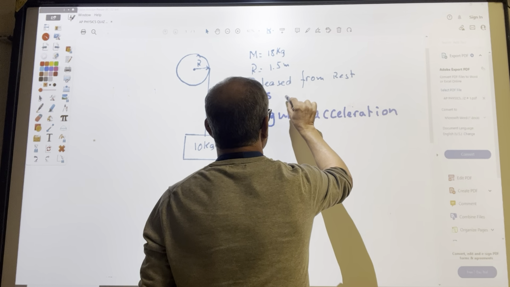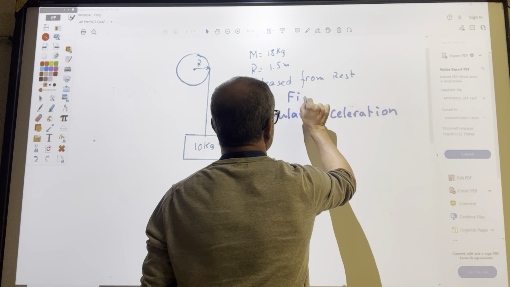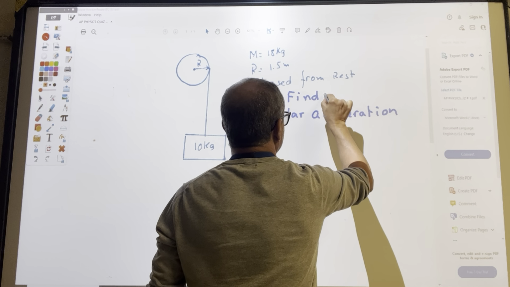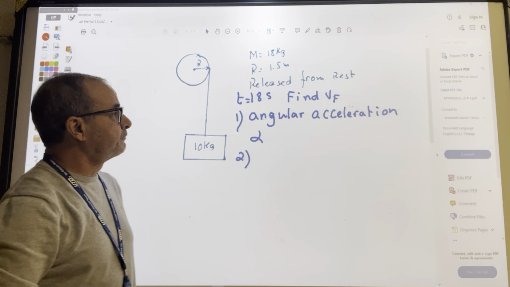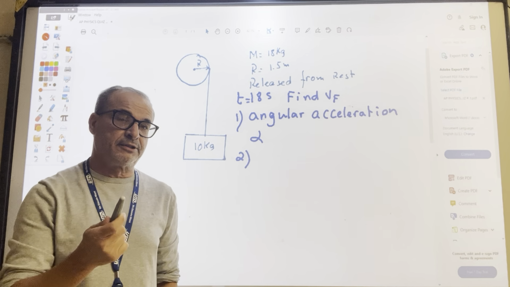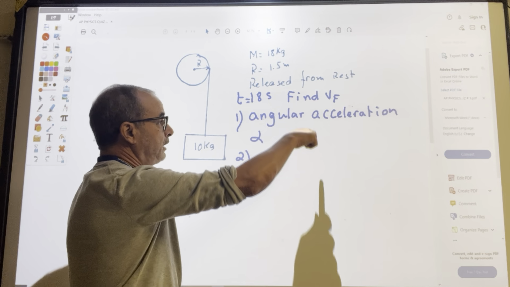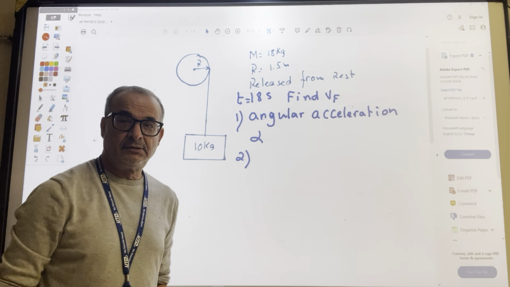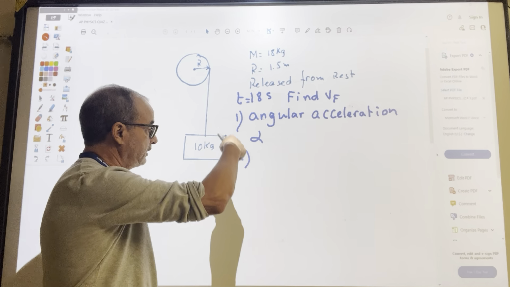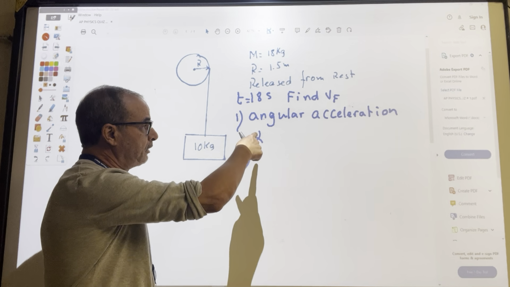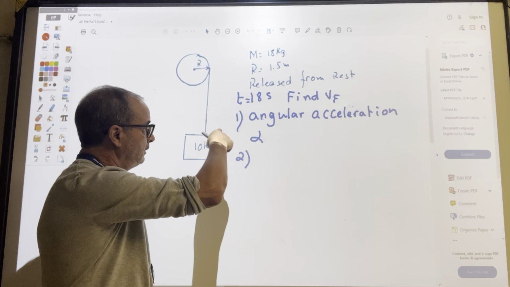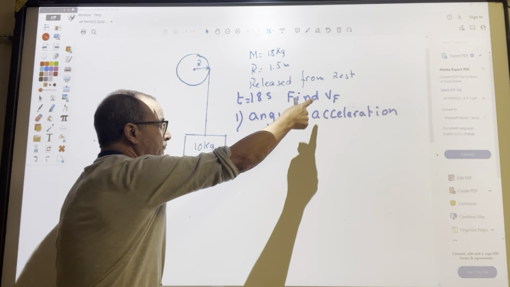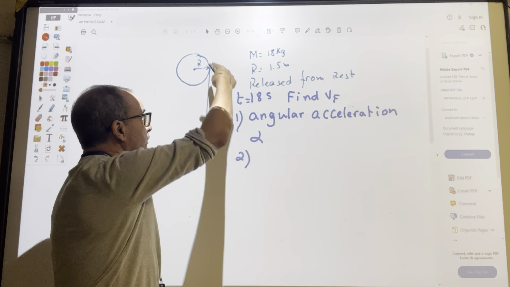So find the final velocity, because it's released from rest. So the Vi is going to be 0. And then we're going to find the velocity after 18 seconds. The block is going to come down with an acceleration A, okay? And then we're going to find the final velocity when it's released from rest.